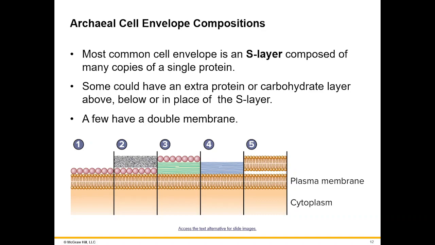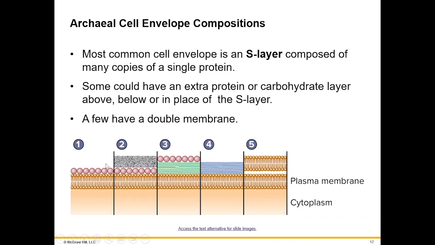So this is for the plasma membrane. Let's look at their cell envelope. Some of them have a cell wall, some do not, but the envelope, basically the structure covering their plasma membrane, most common for archaea is the S layer. As I said, this S layer is made up of subunits of proteins.